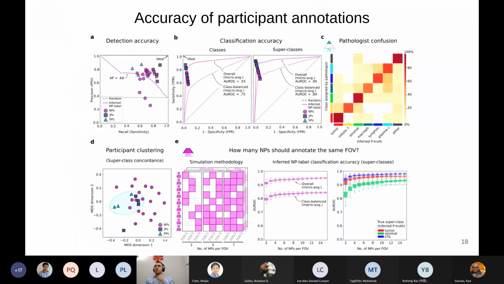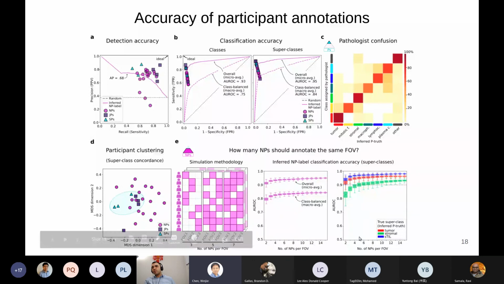So I'm not going to spend time on this, but basically this is just showing that the accuracy is high. What you're seeing here is the detection accuracy of the inferred label from the non-pathologists. It achieves an average precision of 0.68, which is fairly high when you compare to known datasets like the Mask R-CNN COCO datasets. Classification accuracy, again, is fairly high when you look at both classes and superclasses, but it becomes lower when you do macro averaging. So when you take these uncommon classes into consideration, the accuracy is lower. That's just one thing to keep in mind.